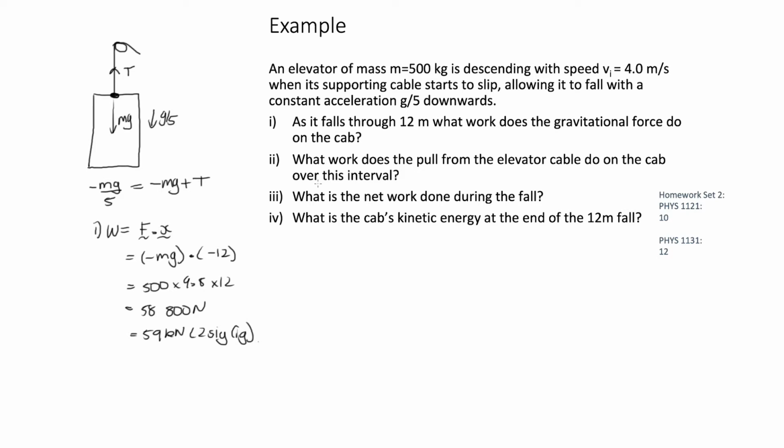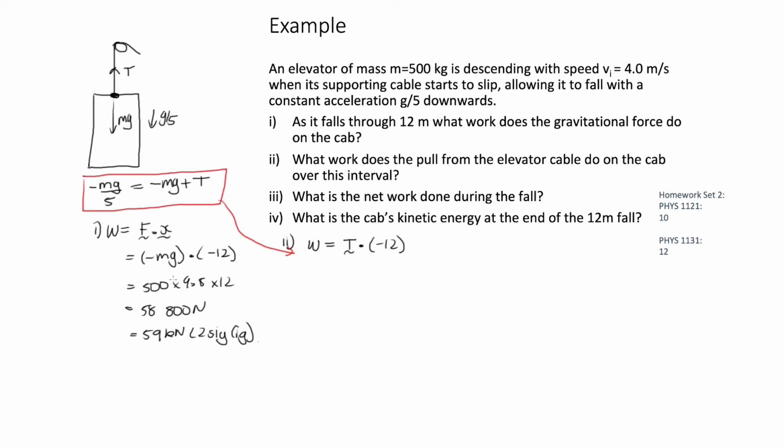Okay, now part 2 says what work does the pull from the elevator cable do on the cab over this interval? So now we're talking about the tension force. What work does the tension force do? So that is equal to the tension force times minus 12. So in this case, we'll need to work out what the tension force is. So we'll need to use the expression that we've written over here to find the tension force.